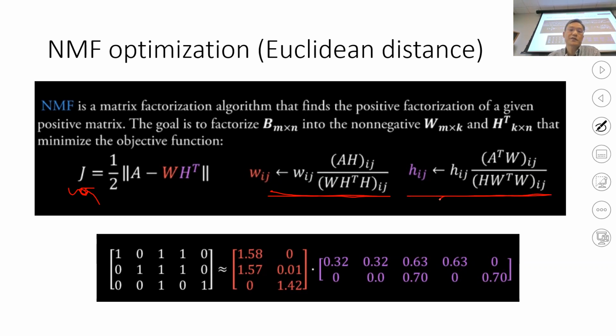And if you do this, for example, if you have that, you will be able to decompose it into this red matrix and the purple matrix. The product of this will be very similar, almost identical, to your input matrix.